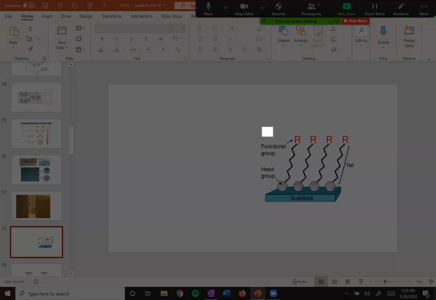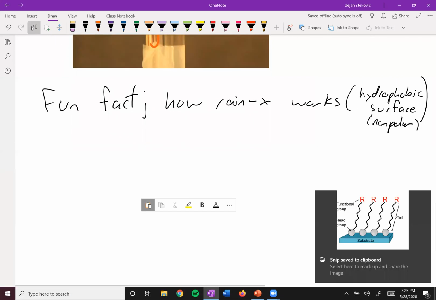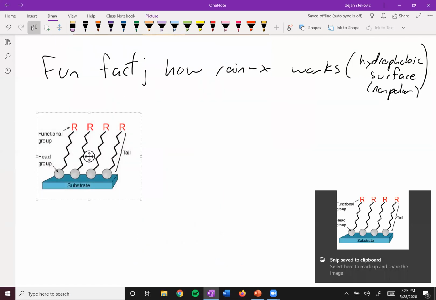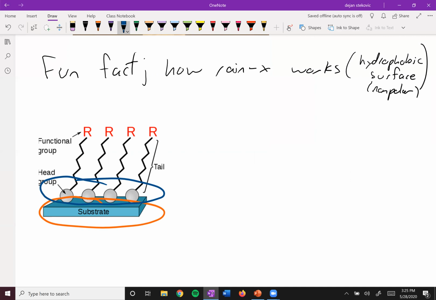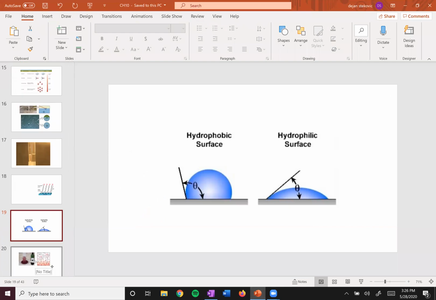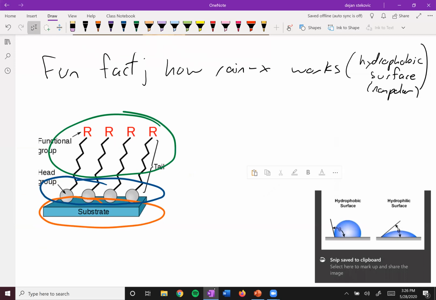Oftentimes it looks like this, where you have your substrate. In the case of Rain-X, that's your windshield. In the case of some kind of spray, that's your shoe. They have some kind of head group that's usually a polar group that lets it stick onto the compound. And then they have this non-polar group that will basically repel any water. That's what this picture is showing here as well.